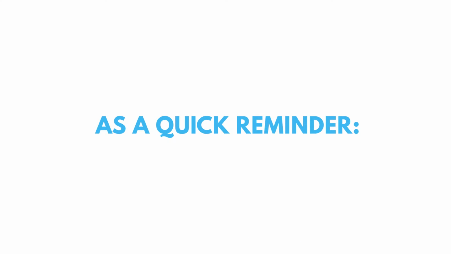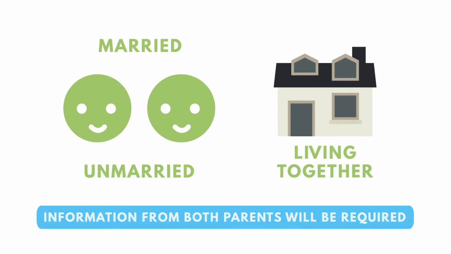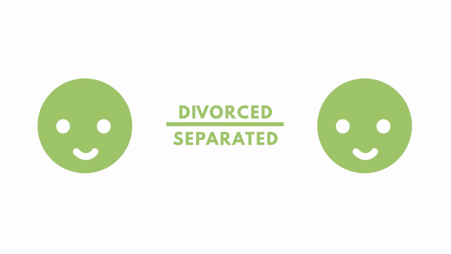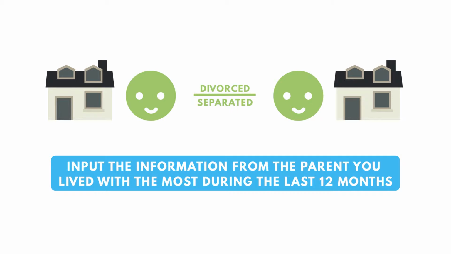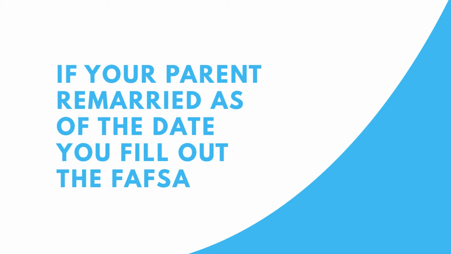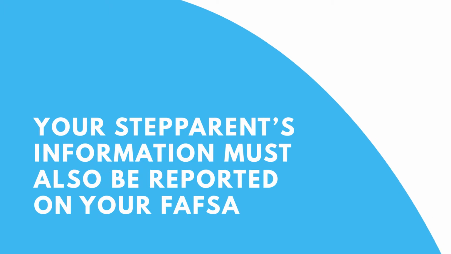As a quick reminder, if your parents are married or unmarried but living together, information from both parents will be required. If your parents are divorced or separated and live separately, input the information from the parent you lived with the most during the last 12 months. Other scenarios include, if your parent remarried as of the date you fill out the FAFSA, your step-parent's information must also be reported on your FAFSA.